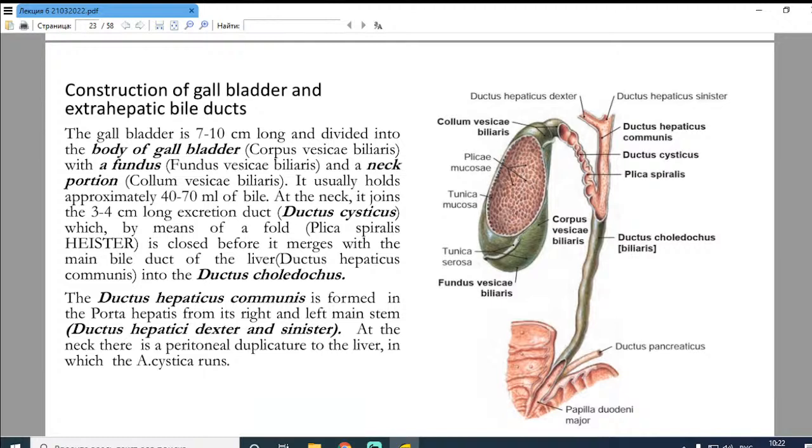Ductus hepaticus communis is formed in the porta hepatis from its right, ductus hepaticus dexter, and ductus hepaticus sinister. At the neck there is a peritoneal duplication to the liver in which the arteria cystica runs.